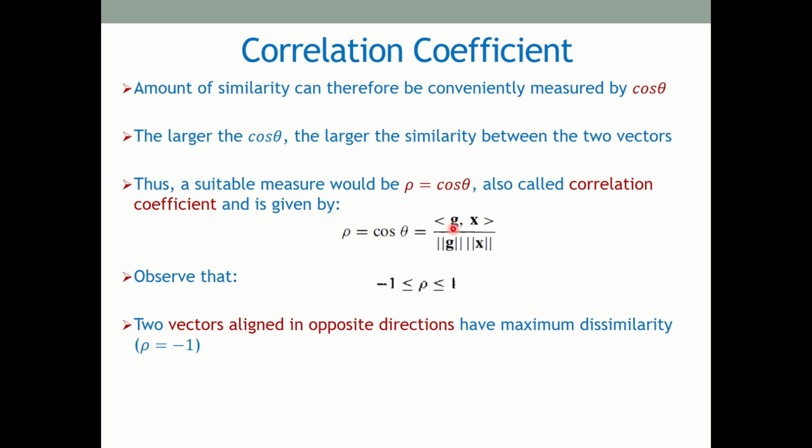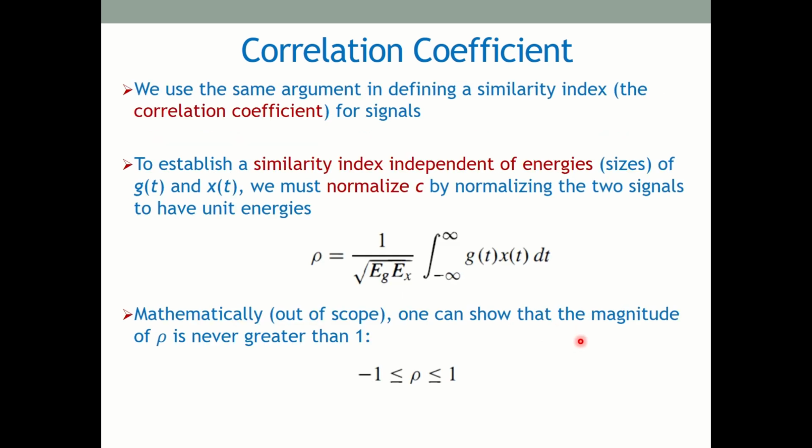So mathematically, if we substitute values, this is the range of rho. It cannot move out of this range. So two vectors aligned in opposite directions have maximum dissimilarity. So when rho is -1, that means the similarity is minimum or the dissimilarity is maximum.